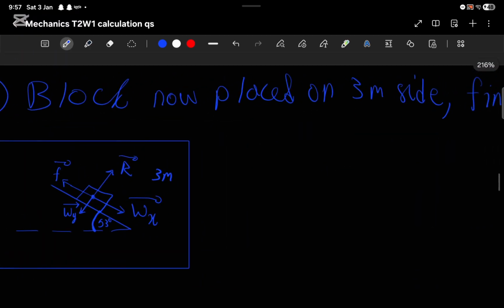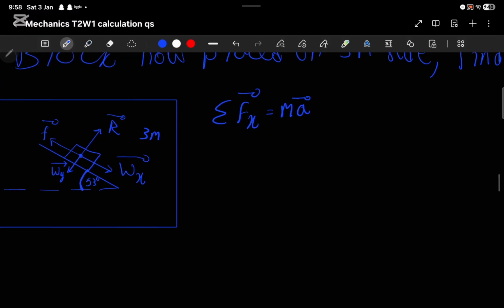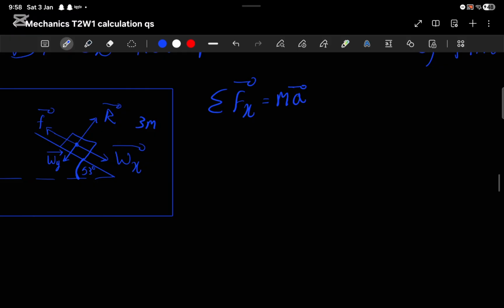So now you will simply do the same exact process you did the first time, but now instead of 0, it's MA. So first of all, sigma Fx equals MA. Okay, now we don't have M, but we hope it'll cancel out soon. So what do we do now? Again, for the second time, this is the exact same process. So Wx minus F is equal to MA.